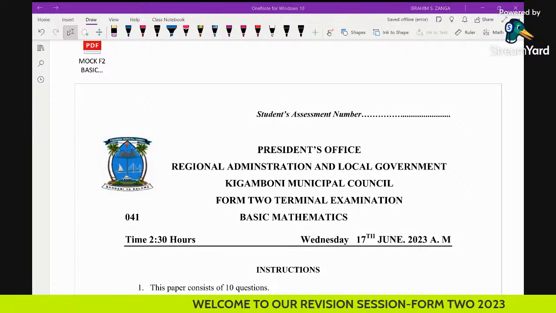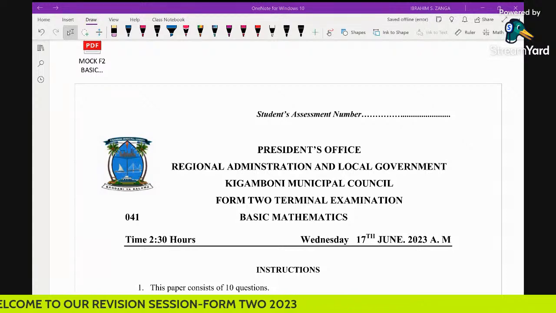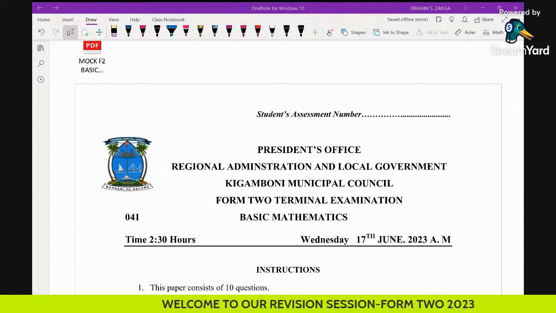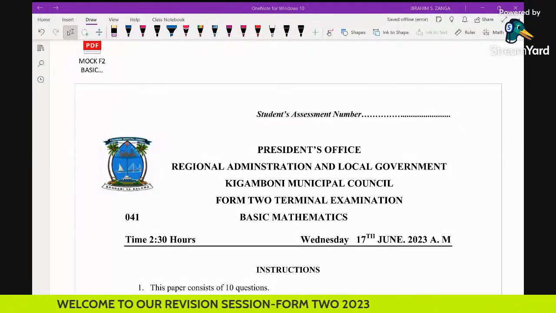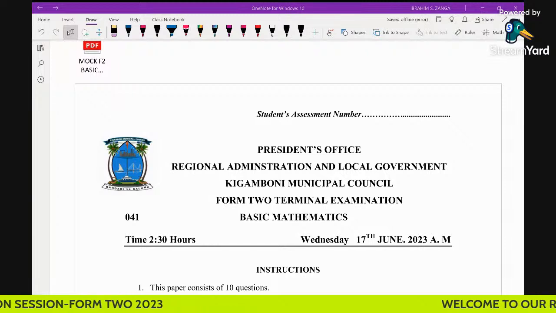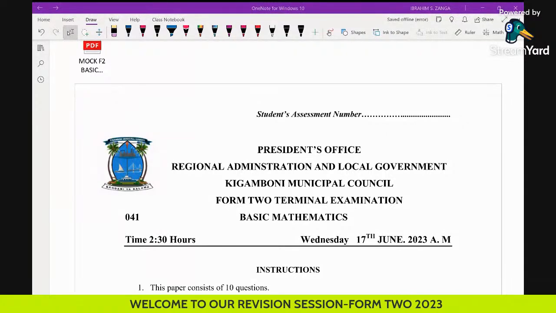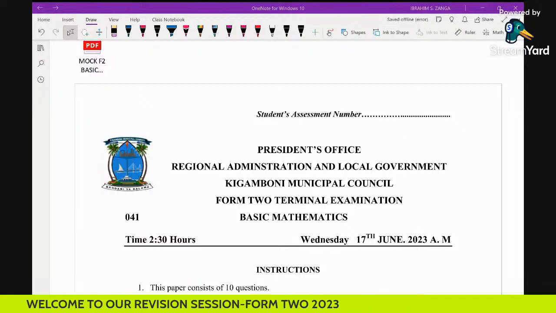Welcome to our revision session for Form 2 mathematics. We understand that Form 2 mathematics might be challenging to so many students, but you don't have to worry about it because we are going to give you some tips which will give you extra confidence. In this session today, we'll be solving a set of mathematical questions from Form 2 terminal exams.